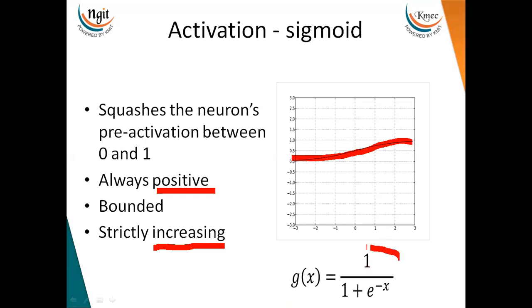So don't forget the formula of sigmoid, that is g of x is equal to 1 divided by 1 plus e raised to minus x. Now, what is your x? Your weighted sum plus bias, not your direct input x. The weighted sum plus bias will be your x.